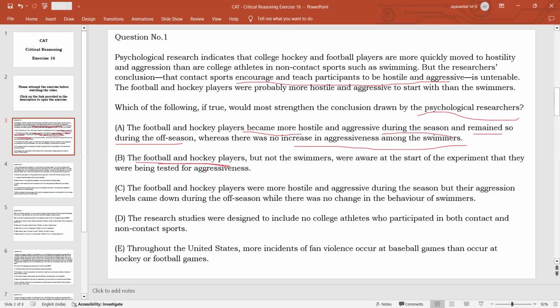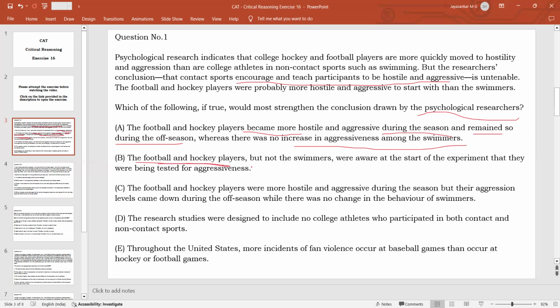So if they try to tone down their aggression, it means that they were either naturally aggressive before playing the game, or they became aggressive after playing the game. So two possibilities are there. We do not know which possibility might be there. So for the second possibility, we cannot say whether it will support or not support the conclusion.